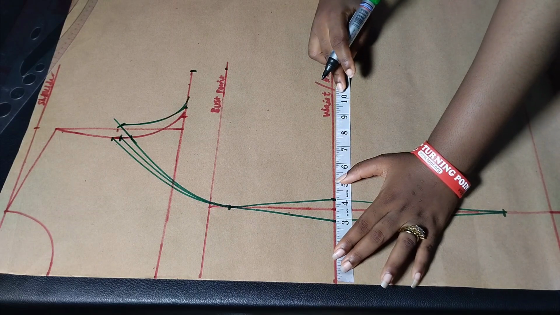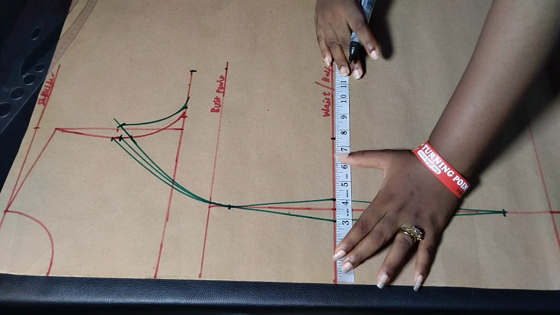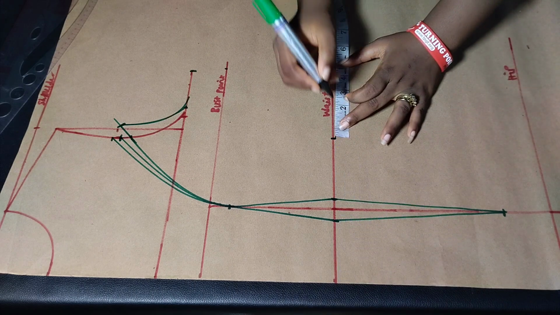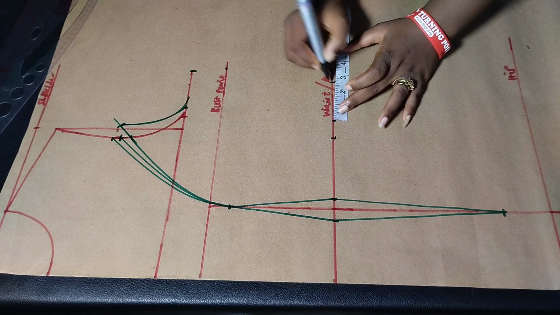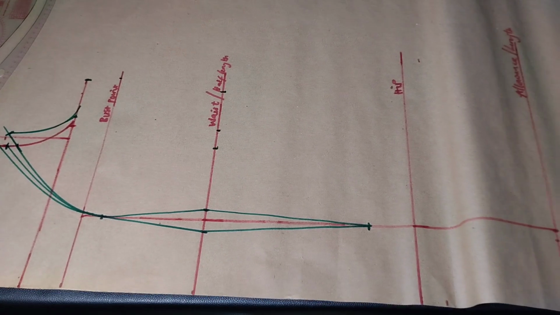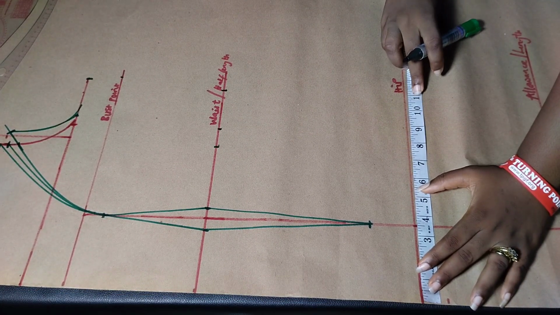On my waistline, I am going to be inputting my waist measurement divided by 4. 30 divided by 4 is 7.5. Remember, we added a dart of 1 inch, so we are going to be replacing that so that we don't have shortages on the waist. And then I'll add my 2.5 inches. Make sure you replace your dart measurement, or else your measurement is going to be short by 1 inch.